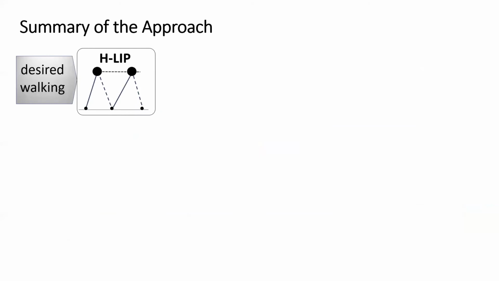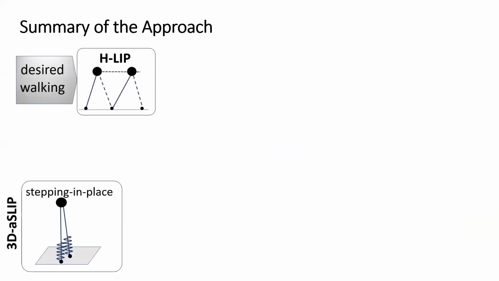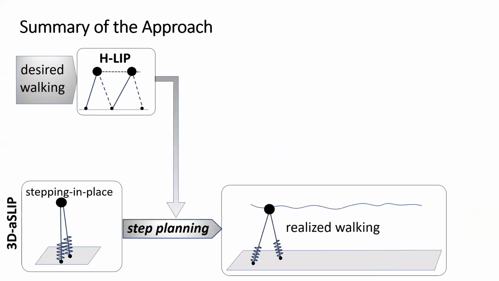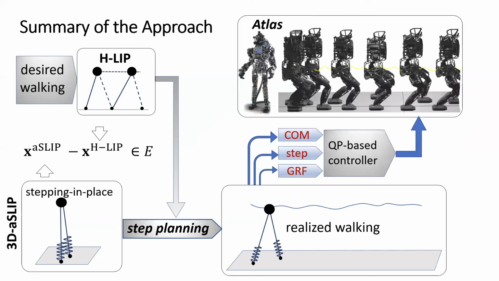Finally, we quickly summarize the approach. First, we design the desired behavior on the H-LIP. We start the A-SLIP from a stepping in place motion and then use the H-LIP-based stepping to perturb the walking of the A-SLIP. This drives the difference between the A-SLIP and the H-LIP to be in an error set E. Then we embed the walking of the A-SLIP on the humanoid based on the center of mass trajectory, step location, and the ground normal forces.